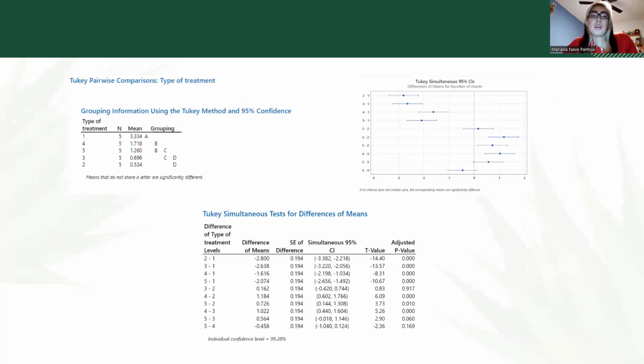We can see that treatment number 1 is the only one with a different letter, group A, which means that they are significantly different. We can also see on the graph on the right that each combination with treatment number 1 does not contain a 0. So the means are significantly different. This can be said with an individual confidence level of 99.28%. So in conclusion, we can say that treatment number 1, the control, was the better treatment.